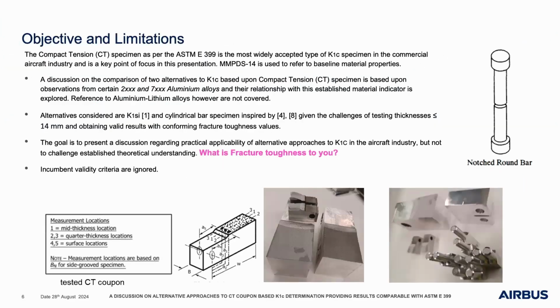The objectives and limitations: because I work in aluminium and light alloys, we're going to limit this discussion to certain aircraft-based aluminium alloys, which are largely 2000 and 7000 alloys. That's what I'm allowed to work on generally for the most part. We will leave aluminium lithium out of this for the moment.